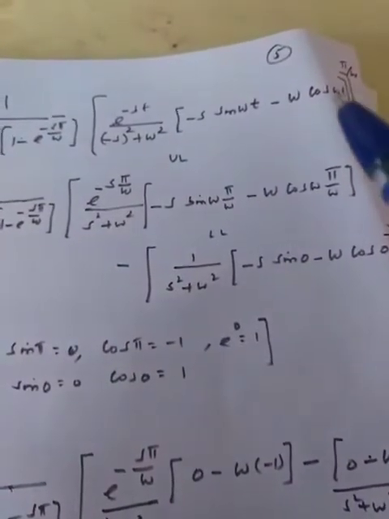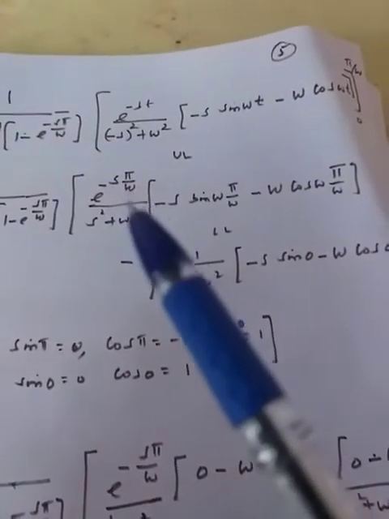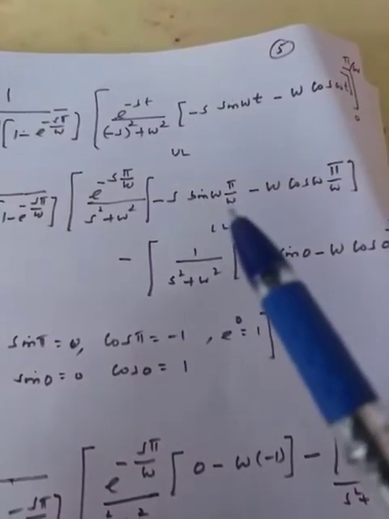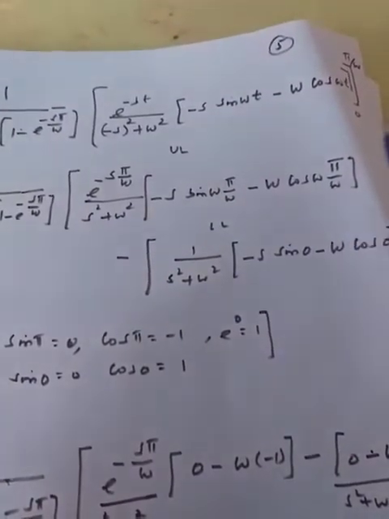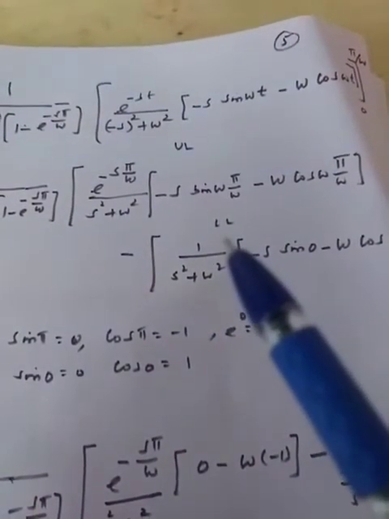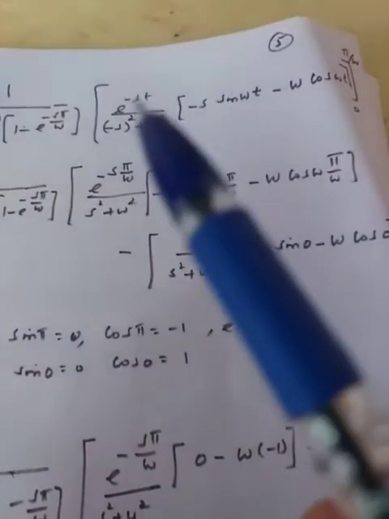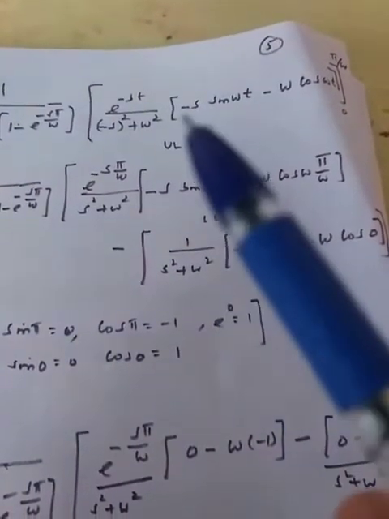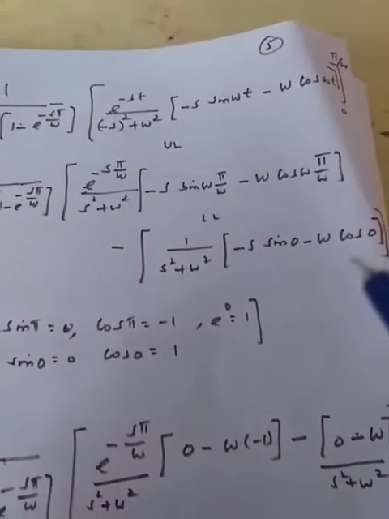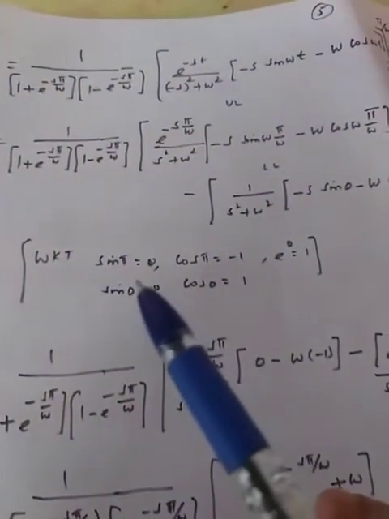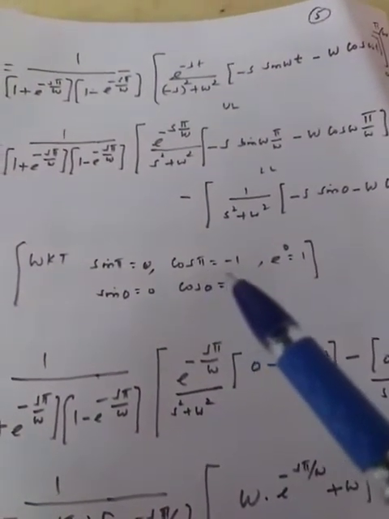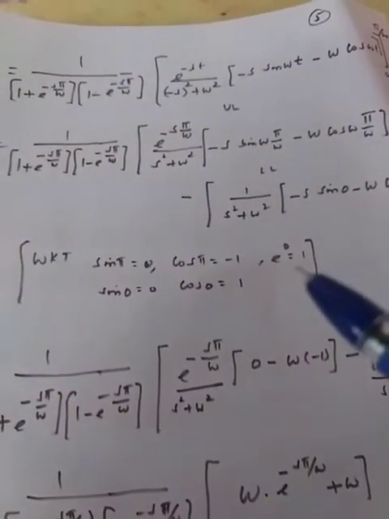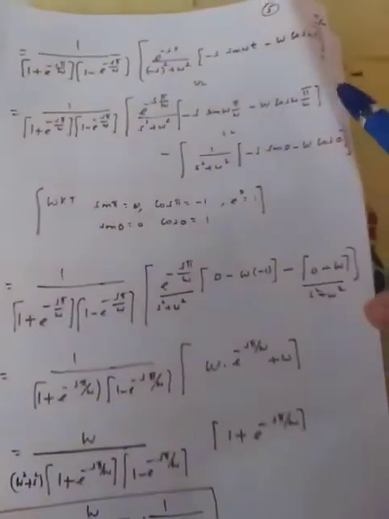So in place of t, substitute the upper limit: e power minus s pi by omega by s square plus omega square, in place of t I am substituting pi by omega here also, minus the lower limit. What is the lower limit? 0. In place of t substitute 0: e power 0, that is 1, so 1 by s square plus omega square, minus s sin 0 minus omega cos 0. Now what is sin pi? 0. Cos pi is minus 1. Sin 0 is 0. Cos 0 is 1. We already substituted e power 0, that is 1. I am going to substitute all the values over here.